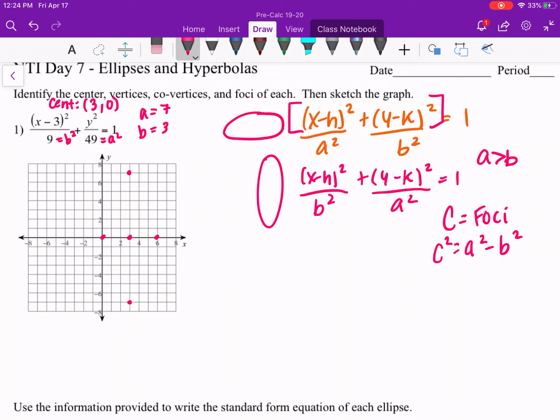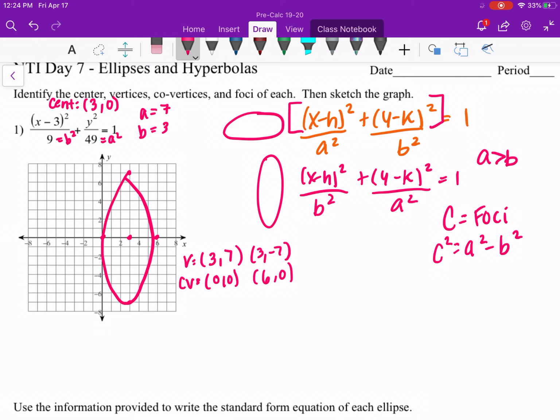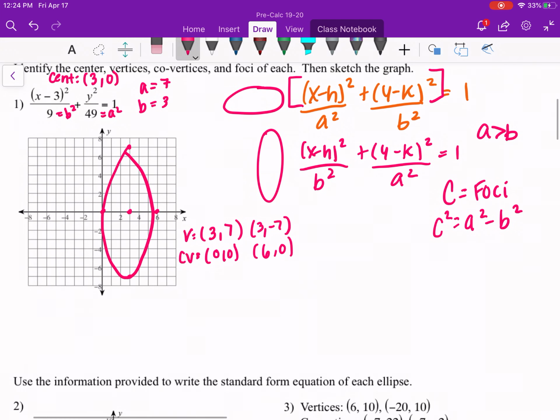So if I were to jot down those coordinates, the vertices will have the same X coordinate, and one's 7 and one's negative 7. And then the co-vertices are going to have the same Y coordinate, and one's going to be 0, 0, and one's going to be 6, 0. And so from there I can sketch my ellipse. That one's not great, but it's not worth redoing, so we're going to keep it.